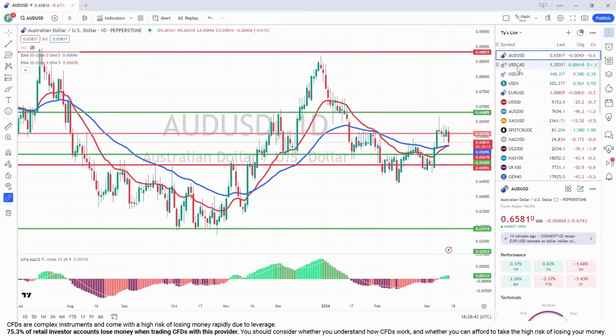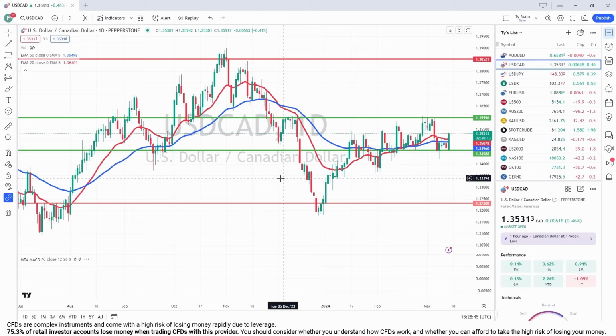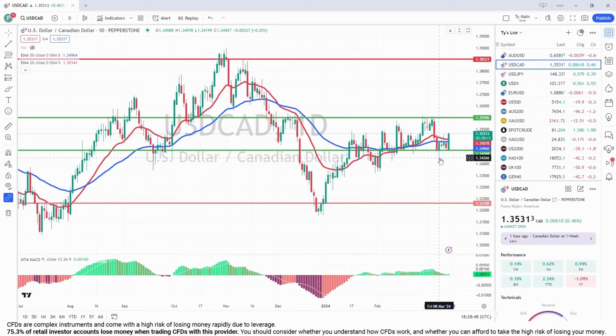Over to the US dollar CAD, and it had a reasonable bounce off the support where we knew, well, obviously there's good support here. We've seen that plenty of times before, so no real surprise that it has bounced off this level. It bounced off quite aggressively though. It did do a very big bounce throughout this session.